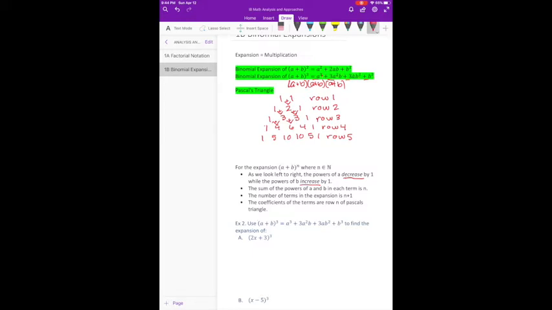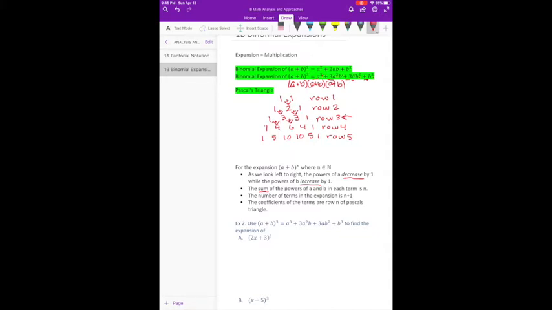Okay, and also notice that the sum of the powers of a and b in each term is n. So n is 3. 2 plus 1 is 3. 1 plus 2 is 3. That's also 3. The number of terms in the expansion is n plus 1. So if n is 3, the number of terms we should have is 4. So we have 1, 2, 3, 4 terms. And then the coefficients of the terms are the nth row of Pascal's triangle. So these coefficients, since n is 3, come from row 3.